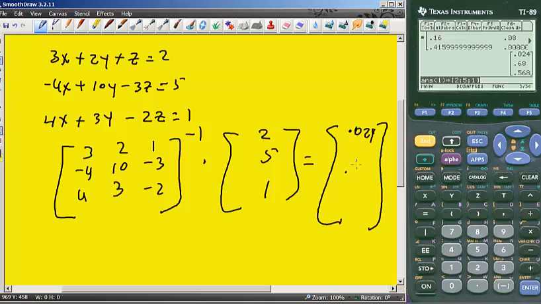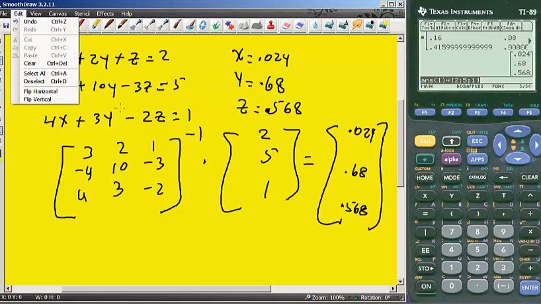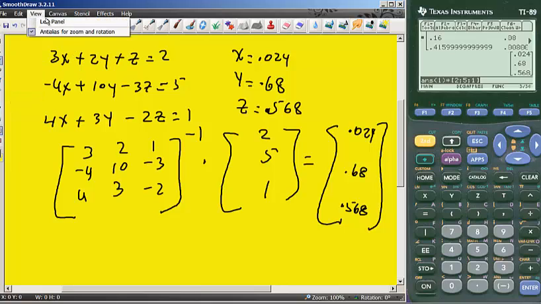0.2024, 0.68, and 0.568. So that means in this 3 by 3, my x is equal to 0.2024, my y is equal to 0.68, and my z is equal to 0.568. And you don't need to use the elimination method, substitution method, any of that nonsense. You can just let your graphing calculator solve systems of equations. Now I do want to show you how you can add and subtract matrices too.